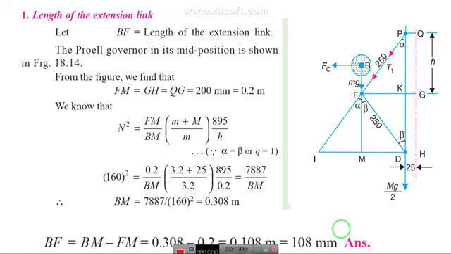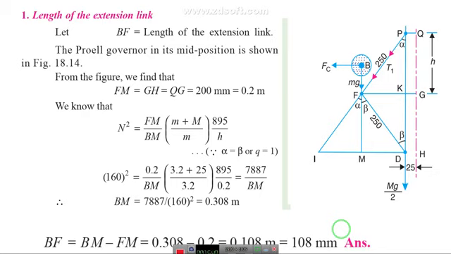The relationship we know is N square is equal to FM divided by BM into (m plus M) divided by m into 895 divided by h. This problem can be solved using the instantaneous center method or the resolving forces method. Usually we prefer the instantaneous center method, which is simpler than solving using the resolving method. Here alpha is equal to beta, so due to the mid position we can consider q as 1. Now we'll get the length BM, which is the missing value.